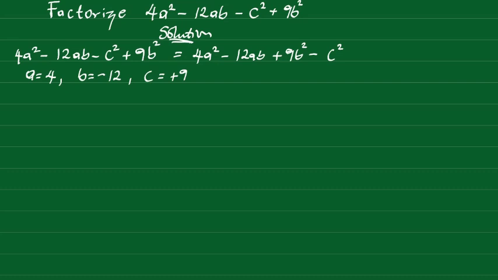Now, because the coefficient of a squared is not equal to 1, we proceed to look for the value of ac. And we have 4 times 9. This gives us 36 as our value for ac. Now, we look for the factors of ac that, when added together, give us b. Where our value of ac is 36, the factors of 36 that give us minus 12 are minus 6 and minus 6, because minus 6 times minus 6 gives us 36, while minus 6 plus minus 6 gives us minus 12.